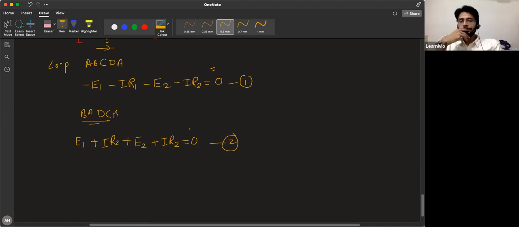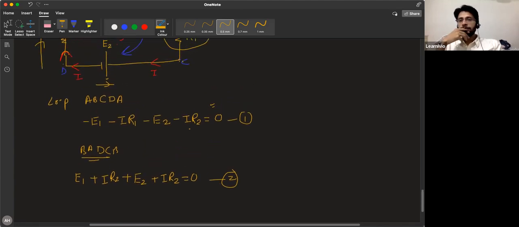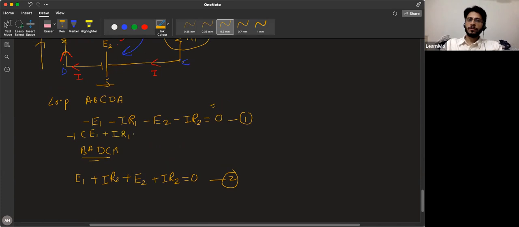Different equations, okay? Arpit, what do you think? These two equations are same or different? Sir, same. See, if you take negative common from this equation, then you will get E1 plus IR1 plus E2 plus IR2, which is equal to 0. You can take this -1 to the right hand side, it will become 0. So this and this are same equations.